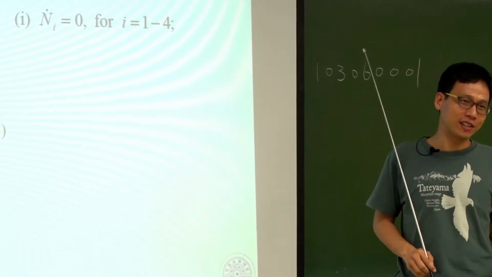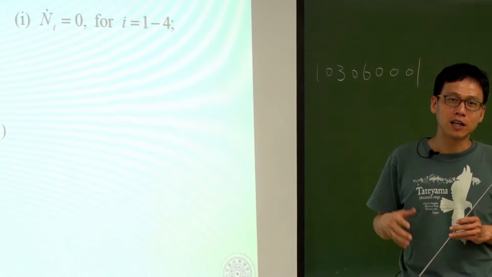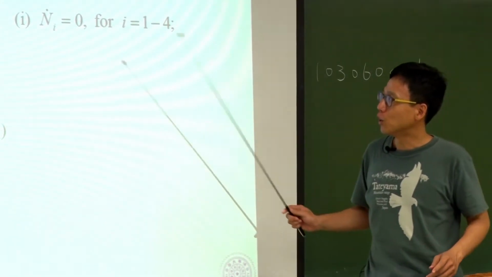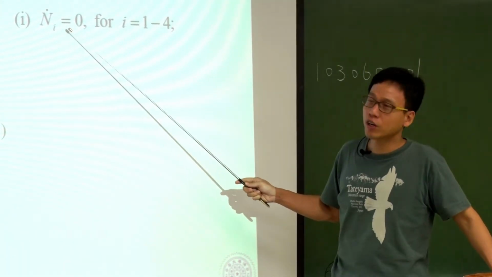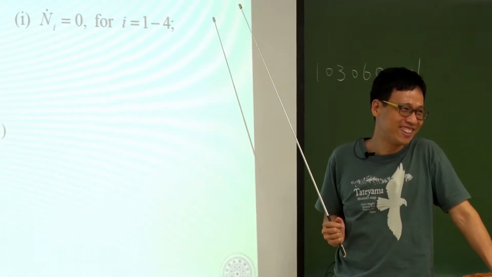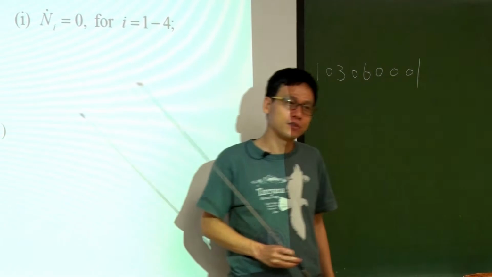Because what is steady state? Dynamic balance. So although number densities could be non-zero, there is no change with time anymore. That is steady state. So I can quickly drop them to zeros.